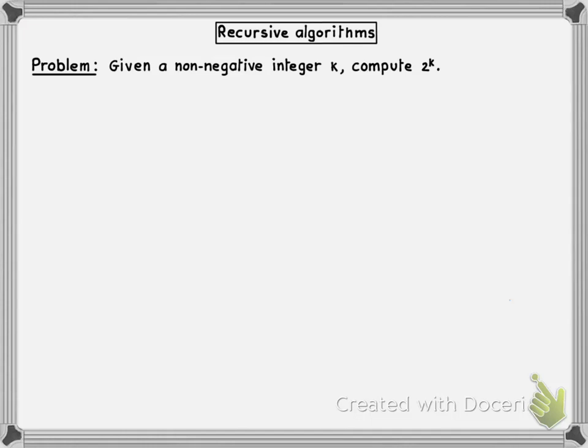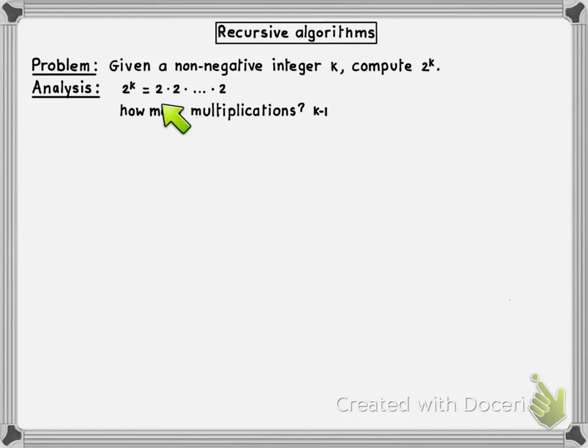Now before you start designing the algorithm, you should always analyze the problem. Here the analysis is simple, based on the definition of the exponential function. So 2 power k is equal to 2 times 2 times ... times 2, where 2 appears k times. So how many multiplications are there in this product? Well, there are only k minus 1 of them, one less than the number of 2's, because each multiplication appears between two consecutive 2's in this product.